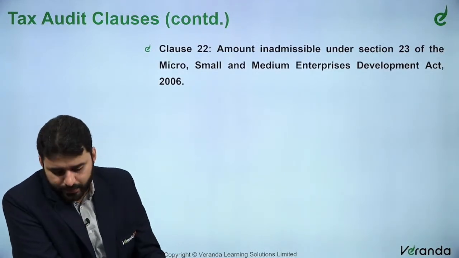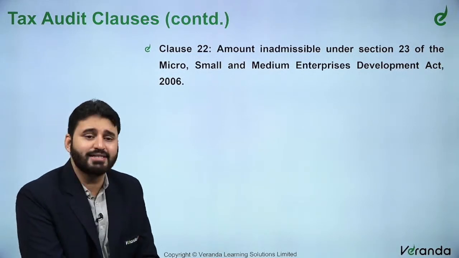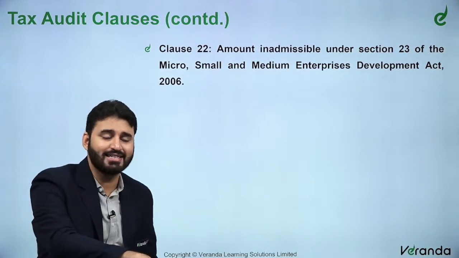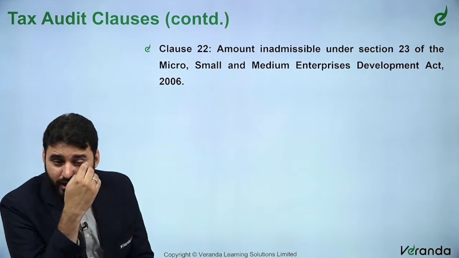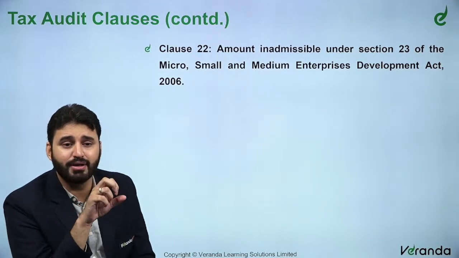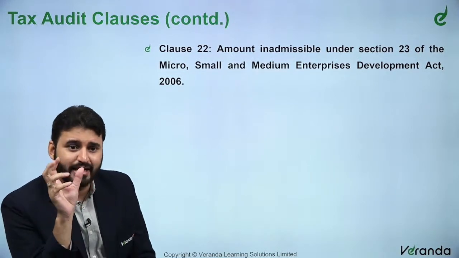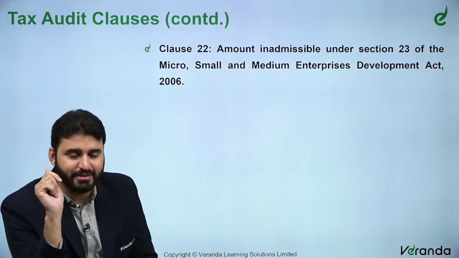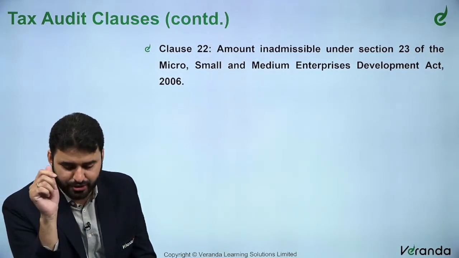Clause 22, amount inadmissible under section 23 of the MSME Act. Now we all know this MSME Act has an interest section for inadmissibility. Any interest that is accrued for late payment under the MSME Act will be disallowed as per the Income Tax Act. So that is what we need to mention over here.